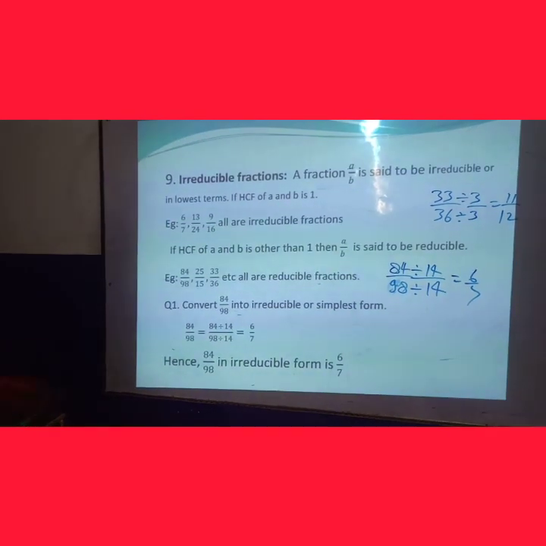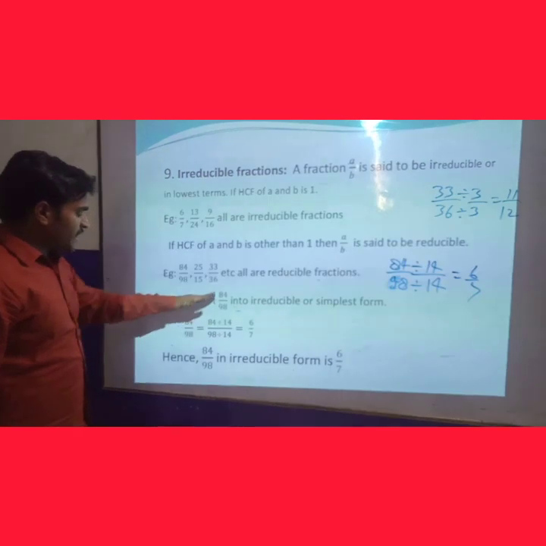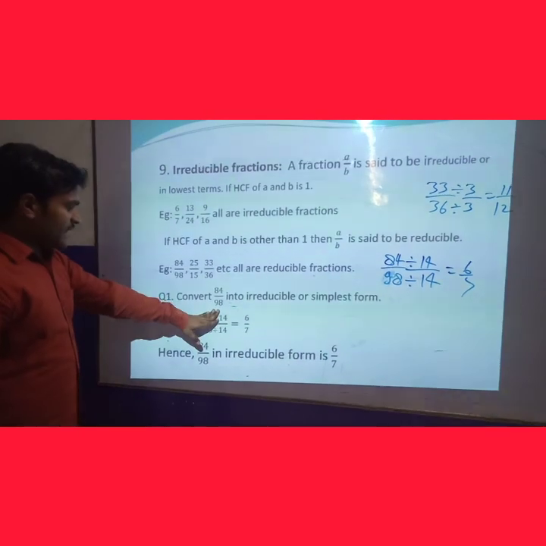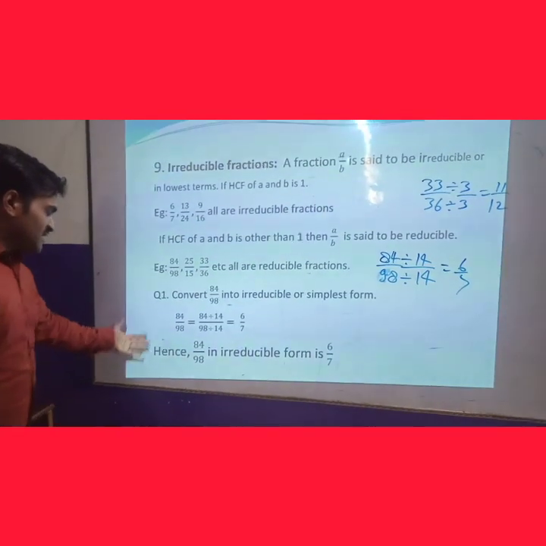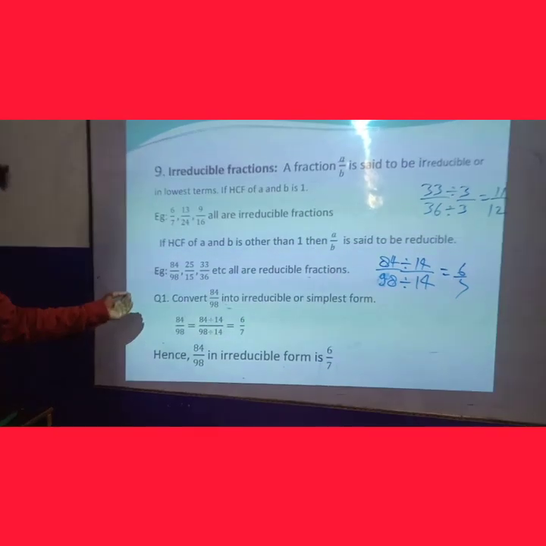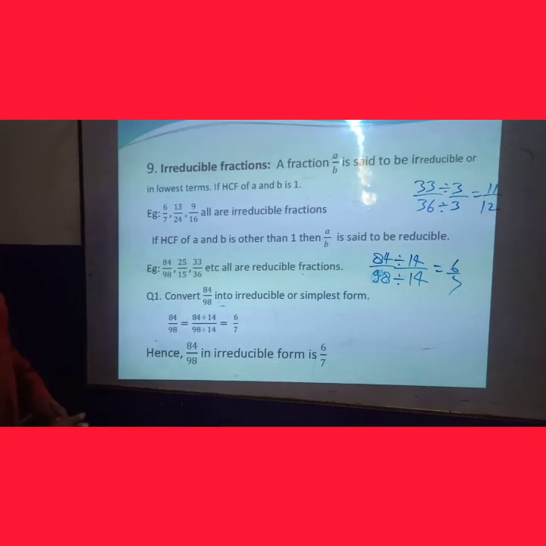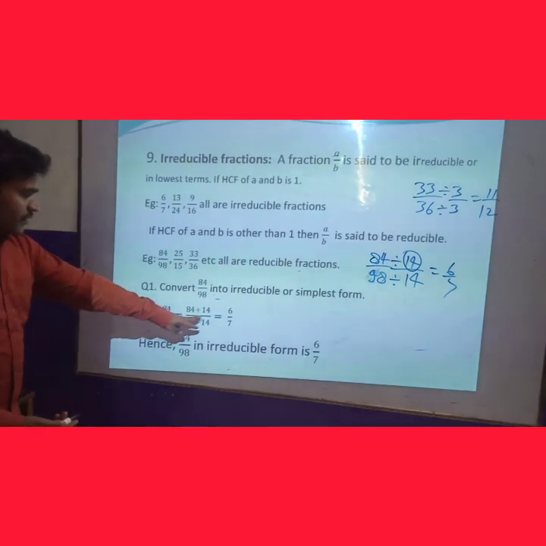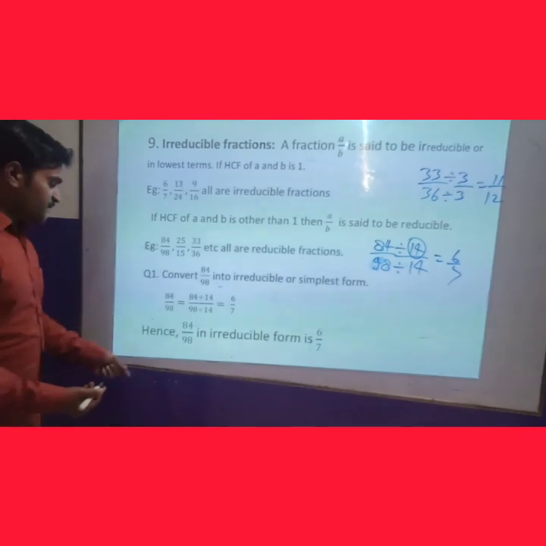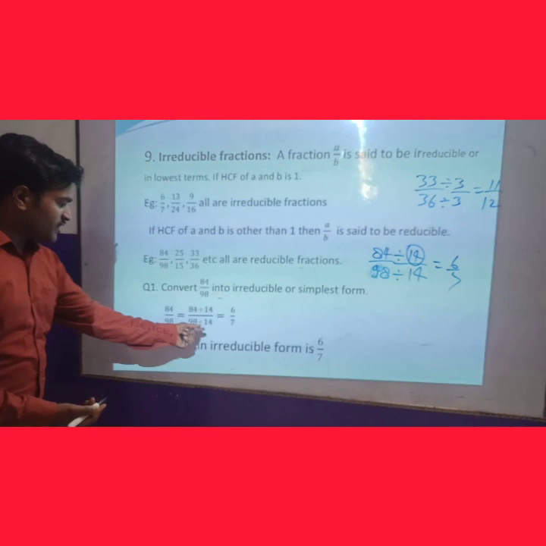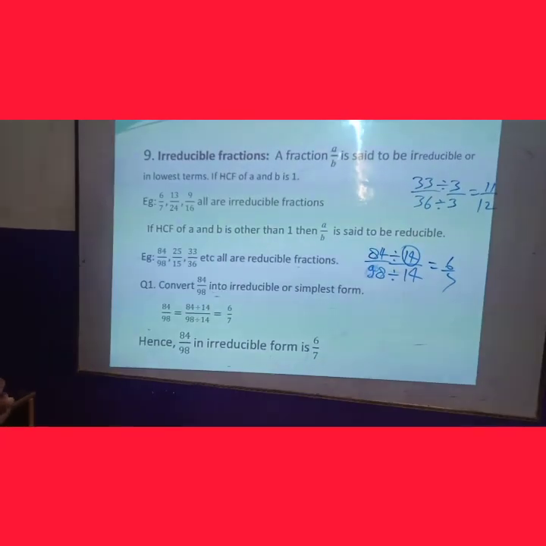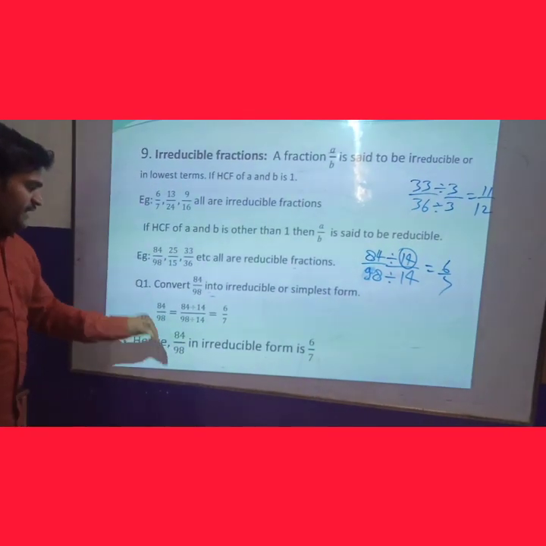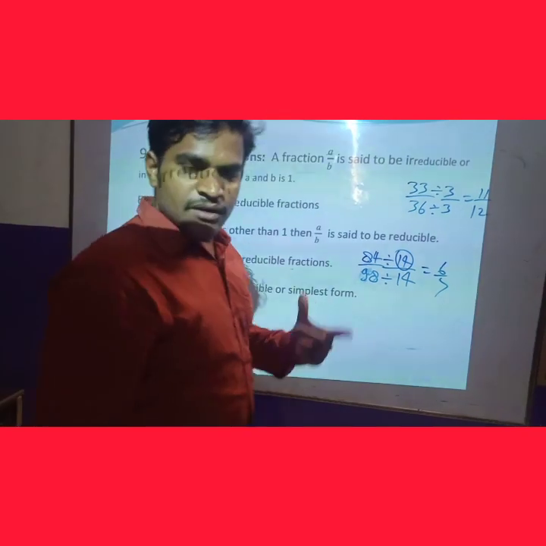Now one question is given there, convert. What do we have to convert? Convert 84 upon 98 into irreducible or simplest form. So we have to find the HCF of 84 and 98. So the HCF of 84 and 98 is the same, 14. Okay. So 84 is divisible by 14, 98 is also divisible by 14. So when we divide 84 and 98 by 14, we get 6 upon 7. So 6 upon 7 is in the irreducible form. So we can say that 84 upon 98 in irreducible form is 6 upon 7. Okay, thank you.